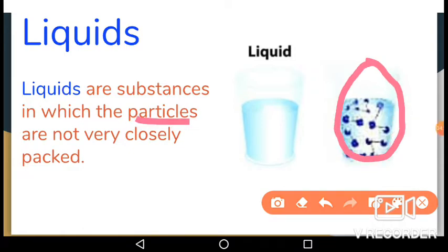There are a few characteristics of liquids. Liquid has no fixed shape, as it takes the shape of its container. It has a fixed volume. Molecules are loosely packed. It can be compressed. Liquid is lighter than solid. Liquid flows and hence is called a fluid.